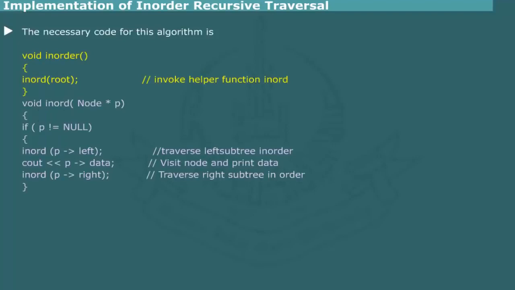Implementation of in-order recursive traversal. You would recall that in in-order traversal, first the left subtree is traversed in order, then the root is visited, and finally the right subtree is traversed in order. The necessary code for this algorithm is: invoke helper function, traverse left subtree in order, visit node and print data, traverse right subtree in order.